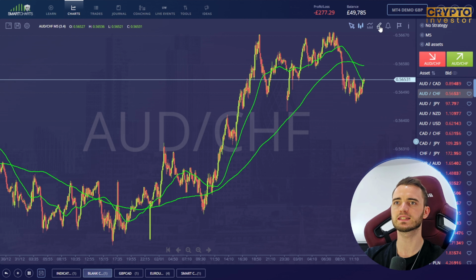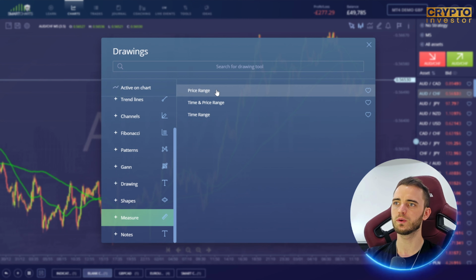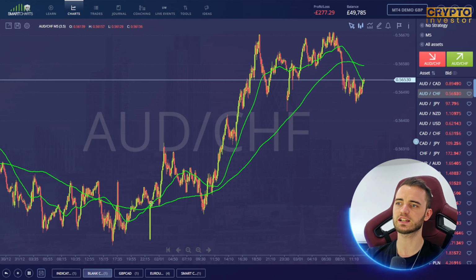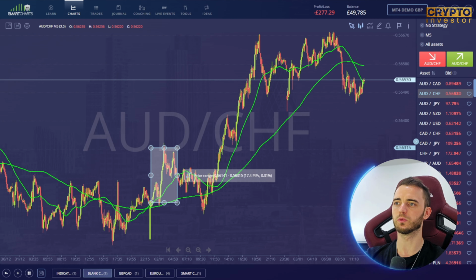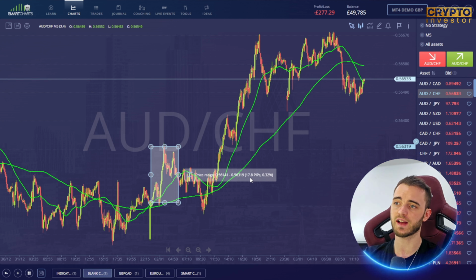So we can actually press this little pencil button in the top right. We can scroll down to measure, we can get price range here, and then actually draw in where we would have entered on that golden cross. And as you can see here, a 0.3% move on a Forex is ridiculous. That's 17 pips that you could have got there, and that is something that's fantastic.